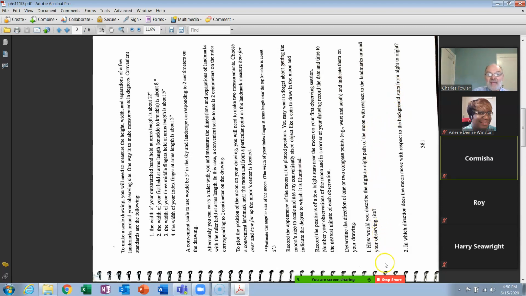What I'm looking for is the answer to this question. Describe the night-to-night path of the moon with respect to the landmarks around your observing site and with respect to the background stars. And this will be going east to west, north to south, west to east, right to left, up and down. Somehow describe the path relative to your observations, your landmarks, and relative to the stars. And they may not be the same because the stars are moving a little bit too. Not much, but a little bit. So that's what I'm looking for in those two.